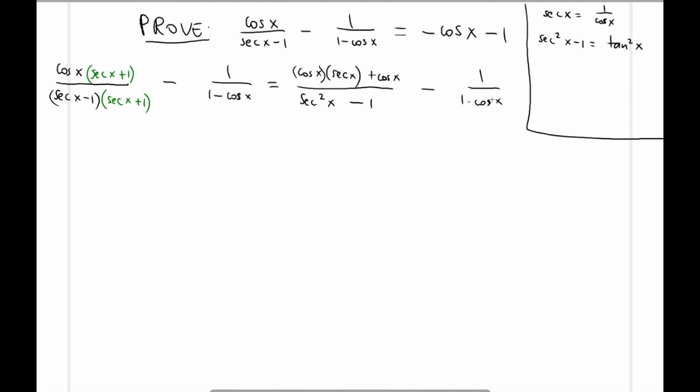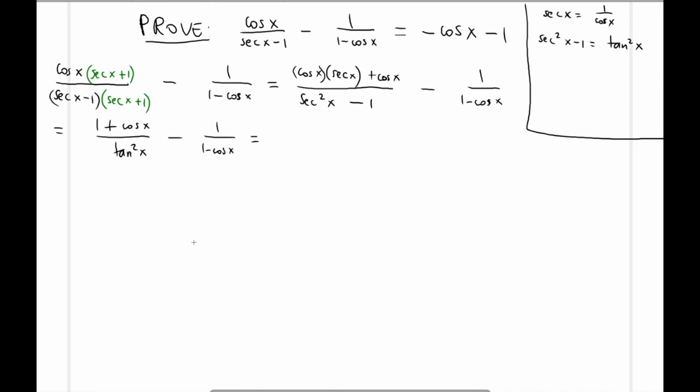Again, copying the second fraction; we're not doing anything to it just yet. Okay, so now we can distribute the cosine and the secant. We know that the product of that is going to be 1, like we said. So it's going to be 1 plus cosine x divided by, now we're going to replace the secant squared minus 1 with tan squared x. Tan squared x, and then copying the second fraction. Again, we're not touching it.